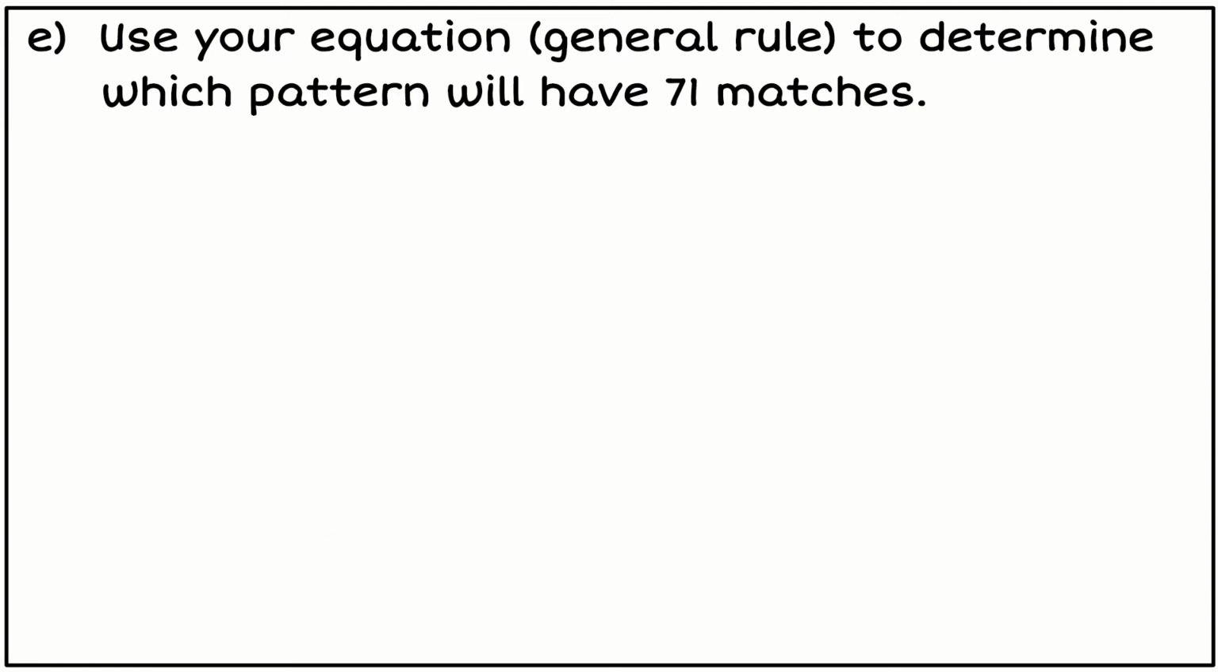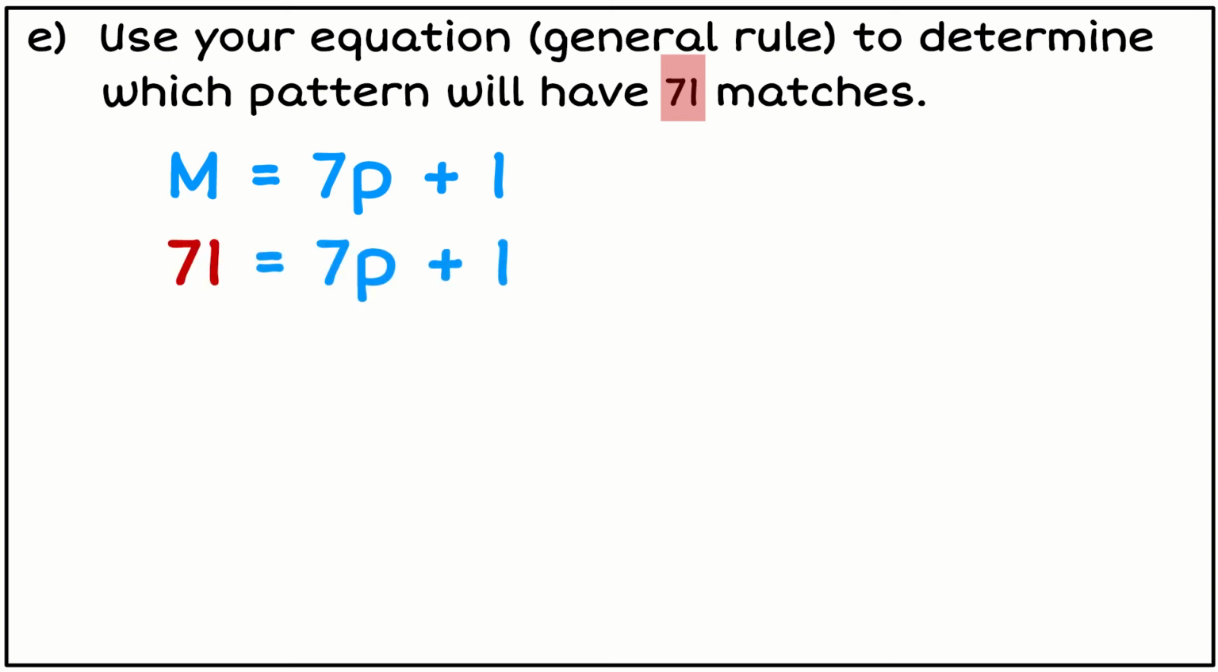Now let's use that general equation to determine which pattern will have 71 matches. If we think about our equation, M equals 7P plus 1, we know that the value of 71 is the number of matches. So we are going to substitute in 71 in place of the number of matches. Now we want to rearrange and solve this equation. I'm going to take the 1 to the other side and get 71 take away 1 equals 7P. Then I simplify that. 71 minus 1 is 70.